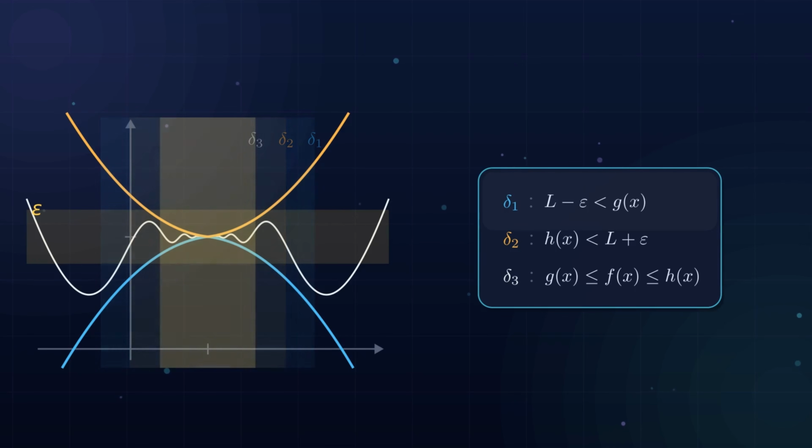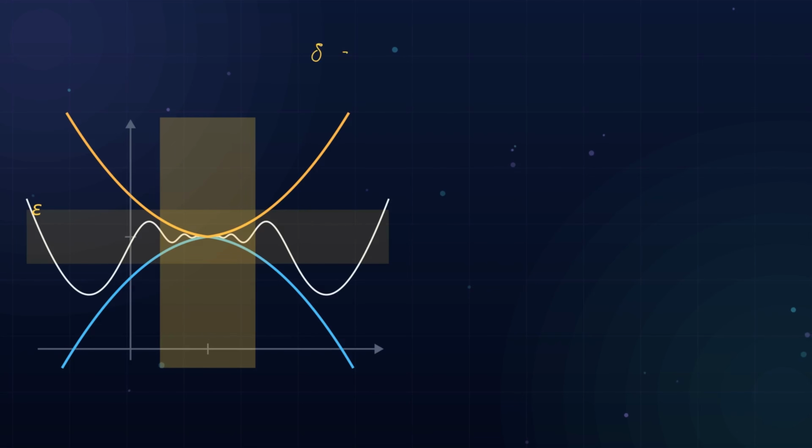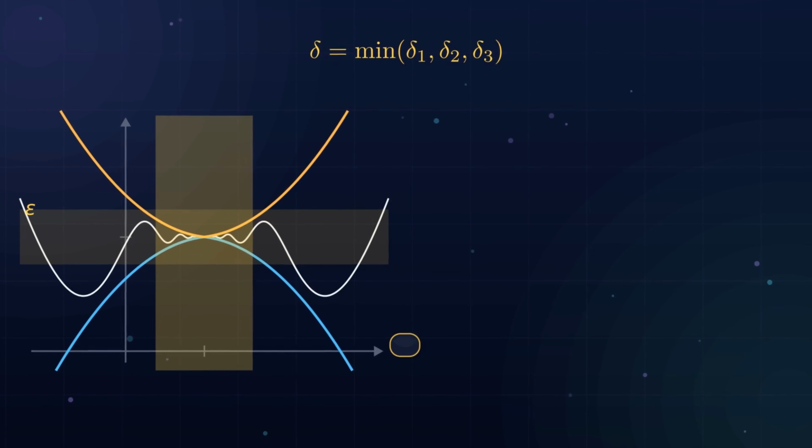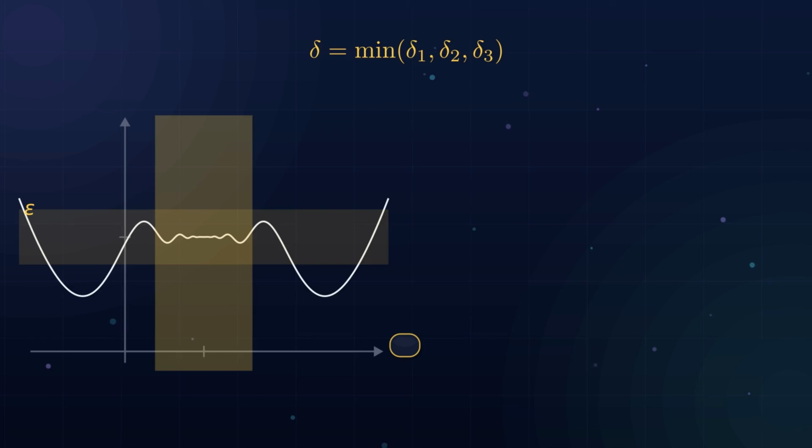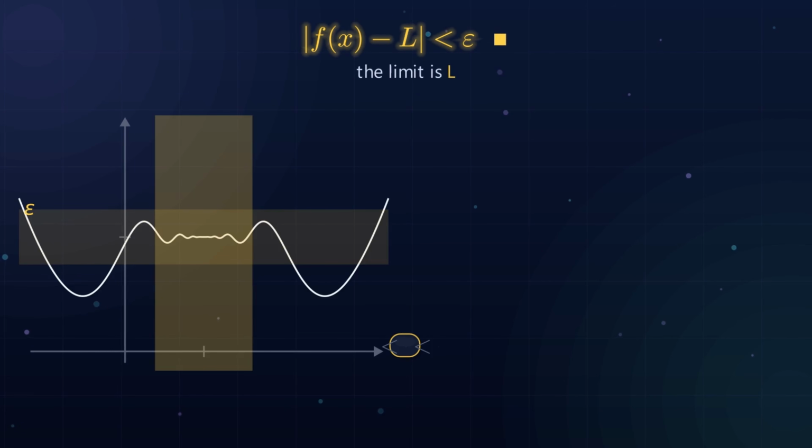Here is the whole trick. Take the smallest of those 3 windows. Inside it, all 3 facts are true at once. So L minus epsilon is less than g of x, which is less than or equal to f of x, which is less than or equal to h of x, which is less than L plus epsilon. Chop out the middle and read the ends. f of x is squeezed between L minus epsilon and L plus epsilon, which is exactly the statement that the absolute value of f of x minus L is smaller than epsilon. We answered the challenge. The limit is L, done.